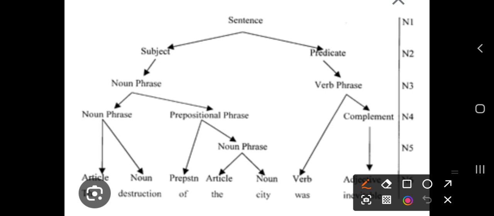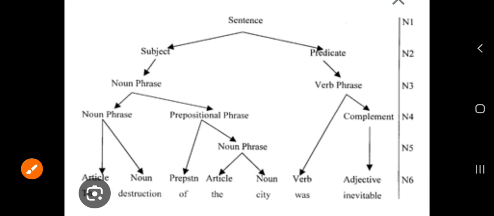The destruction of the city was inevitable, right? So the destruction, first of all, close your eyes and imagine the destruction of the city. So actually the destruction is a noun phrase. You just set your mind, noun phrase. Now of the city starts with of, so that is a prepositional phrase, right?